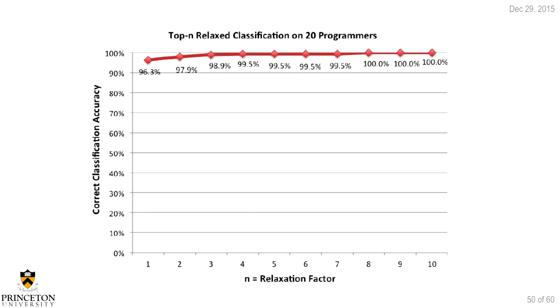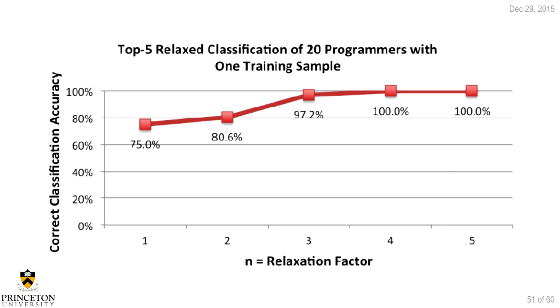And we also wanted to see what happens with a smaller data set size. So here, with n-relaxed classification, we can get close to 100% accuracy after just relaxing it to a suspect set size of 4. And we're getting certainly 100% accuracy at a suspect set size 8.